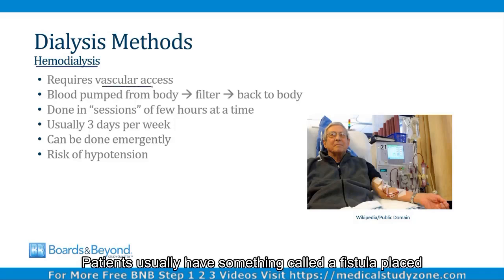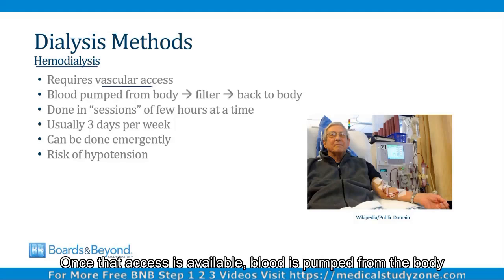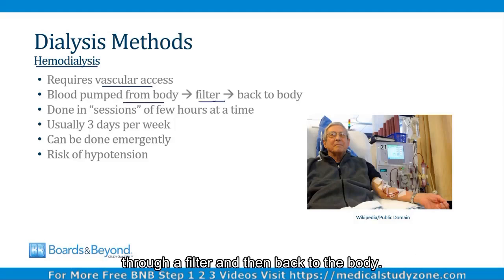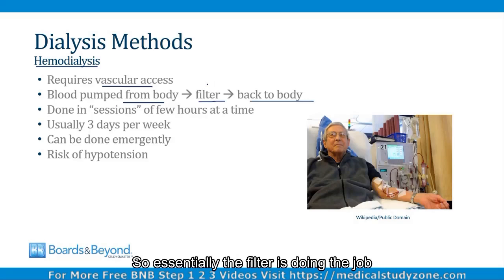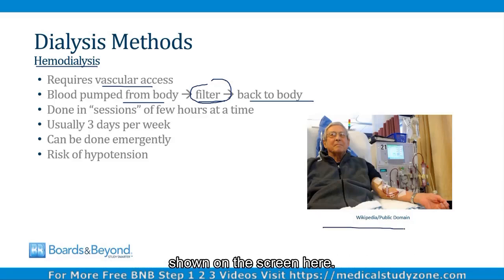Patients usually have something called a fistula placed for access for dialysis. Once that access is available, blood is pumped from the body through a filter and then back to the body. So essentially the filter is doing the job that the kidneys normally would do. This is a picture of a man hooked up to a dialysis machine shown on the screen here.